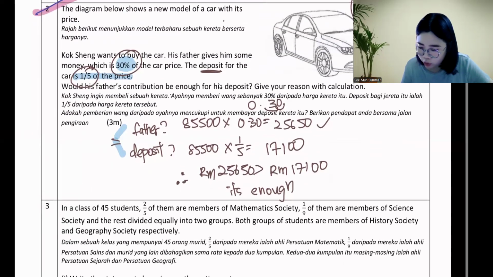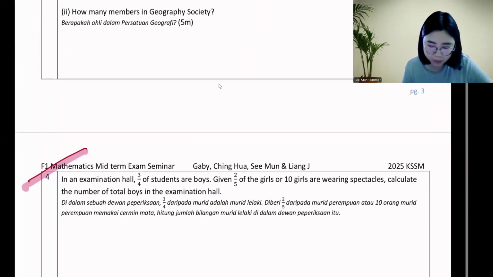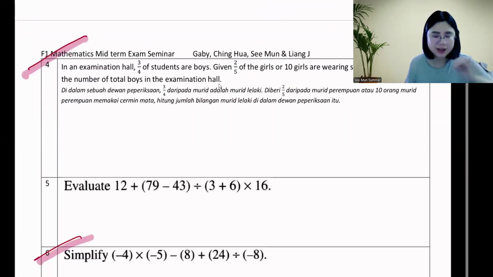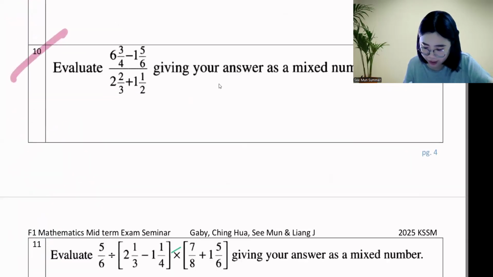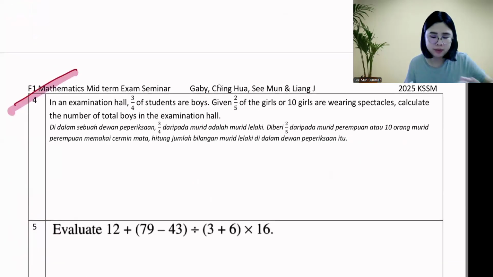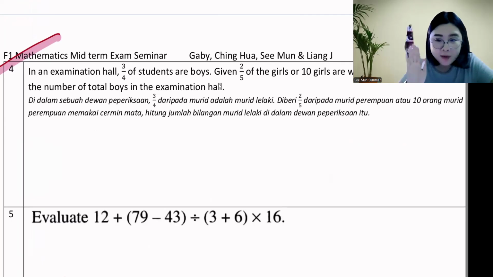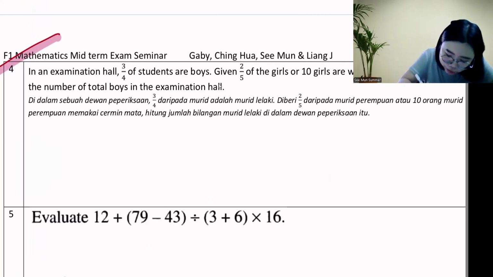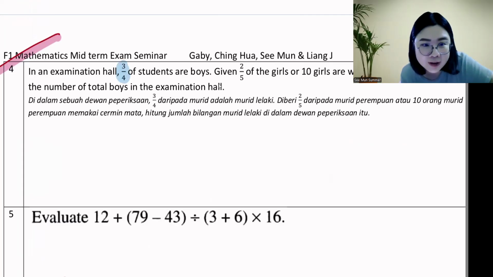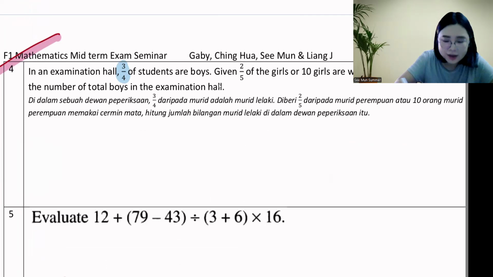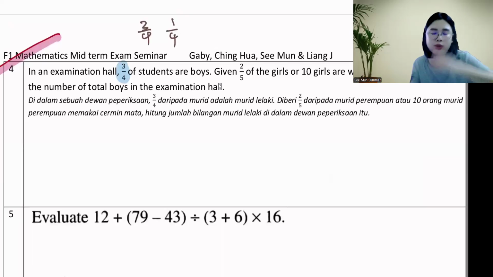Okay. So we go to the next page, page number 4. I think it's page 4, right? Yes, page 4, question number 4. Okay. This is one of the favorite questions you want to ask. It's about fractions. Okay. In an examination hall, am I too fast? If I'm too fast, just let me know, okay? So 3/4 of the students are boys. Whenever there is a fraction, remember, if there are 3/4, there will be 1/4 too.